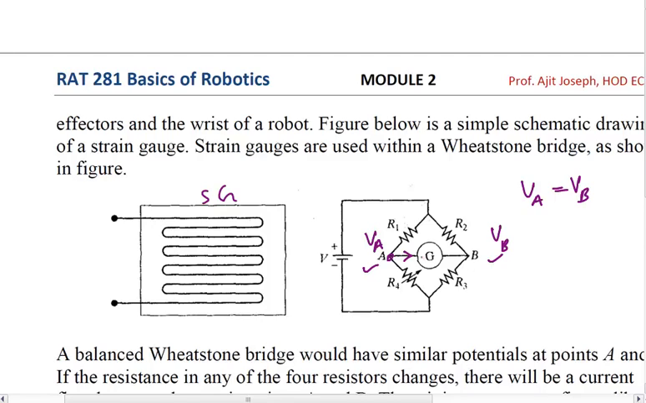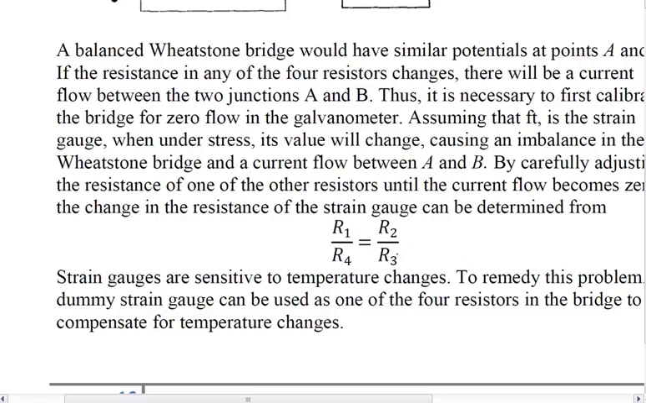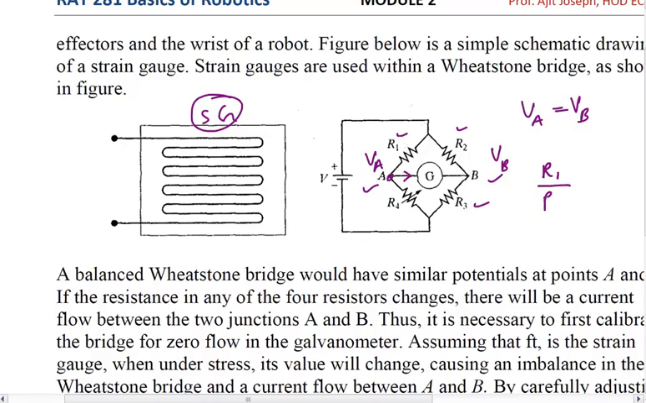If there is no current flow, it means that the Wheatstone's bridge is balanced. So initially, when the strain gauge is not applied any strain or any force, we try to calculate the value of R1, R2, R3 in such a way that the bridge is balanced. And what is the formula for that? The formula is R1 by R4 should be equal to R2 by R3. Let me write that here. R1 by R4 should be equal to R2 by R3.